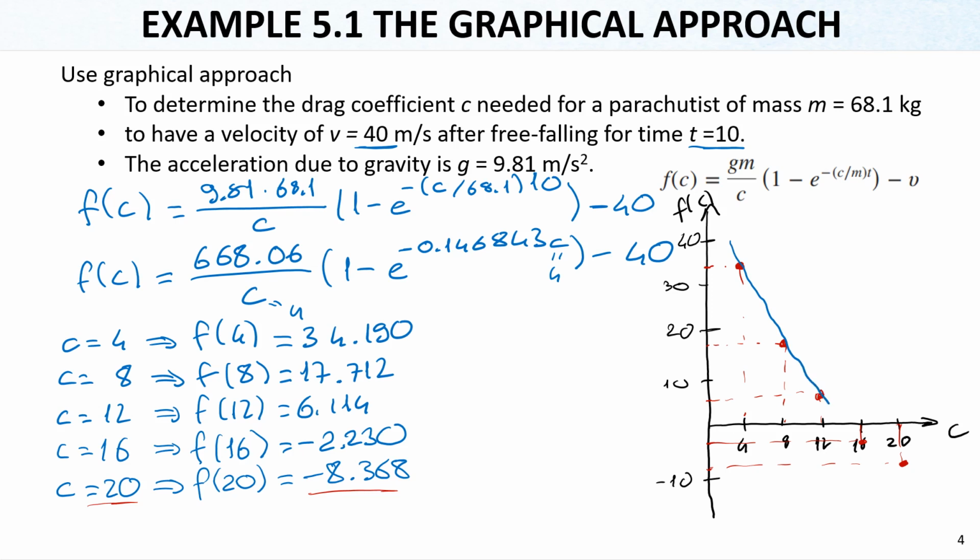To be able to have a better curve drawing, you can increase the number of C values. In between these, you can add some values as well, and you can have a better prediction of it. But for now, this is enough to see the root where it is. You can see our root is somewhere here. So this is the root.